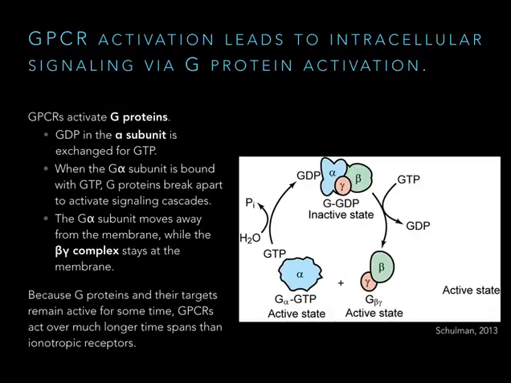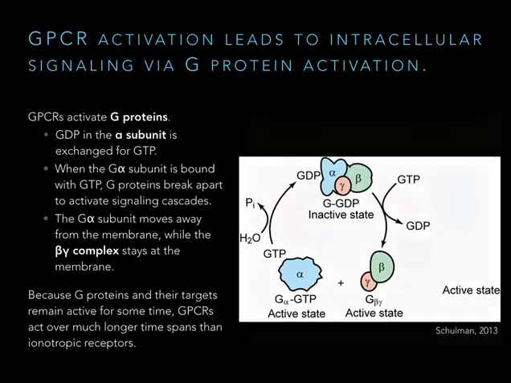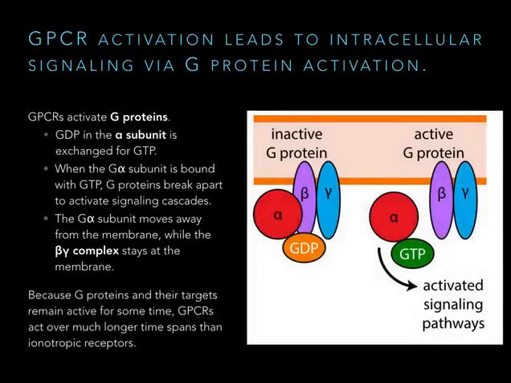The beta-gamma complex also becomes active, but it does not move around within the cell. The beta-gamma complex instead is buried in the membrane. The cell membrane is shown on the top of this illustration in orange. The alpha subunit, once it binds to GTP, is going to then leave the membrane and activate some sort of signaling pathway within the cell.